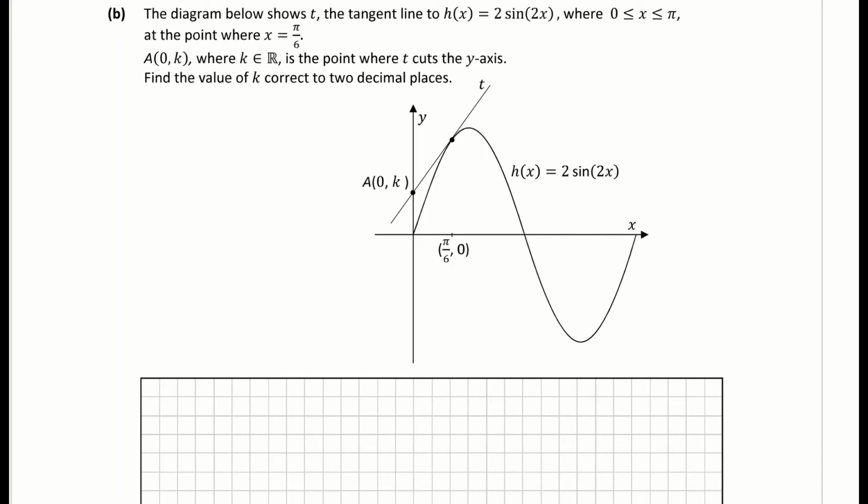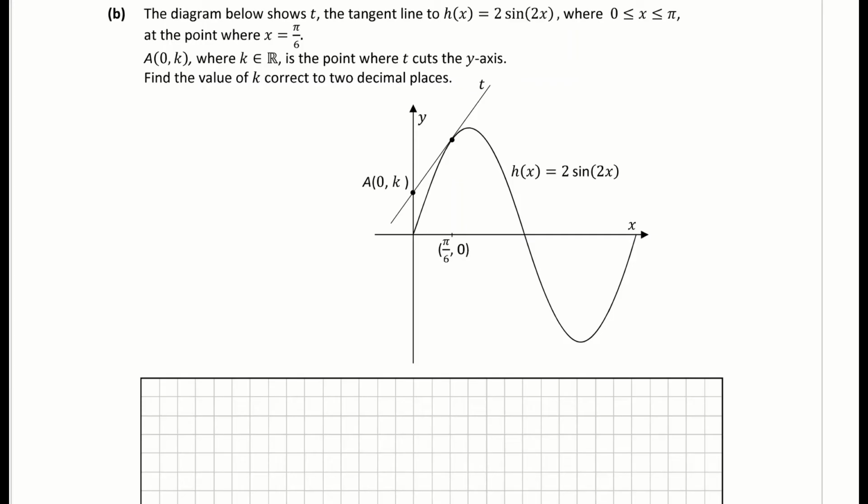The diagram below shows t, the tangent line to h of x, and it has a point where x is equal to pi over 6. A is the point 0, k, where k is an element of the reals, and it cuts the y-axis. Find the value of k. So that's the aim of the game here, to find the value of k.